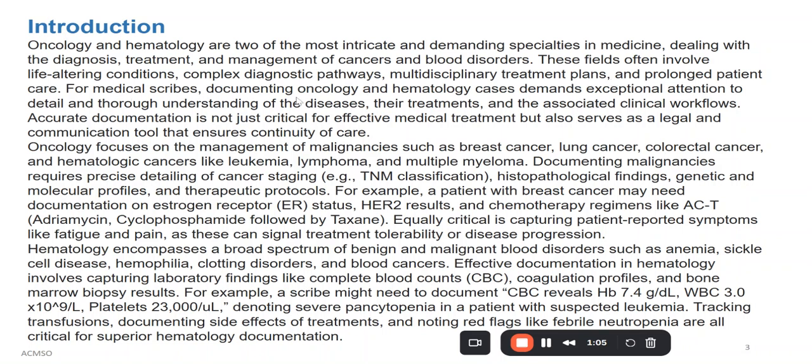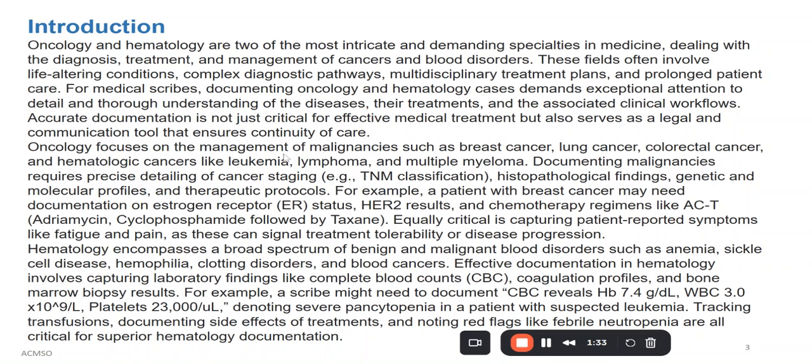For medical scribes, documenting oncology and hematology cases demands exceptional attention to detail and thorough understanding of the diseases, their treatments, and the associated clinical workflows. Accurate documentation is not just critical for effective medical treatment, but also serves as a legal and communication tool that ensures continuity of care.